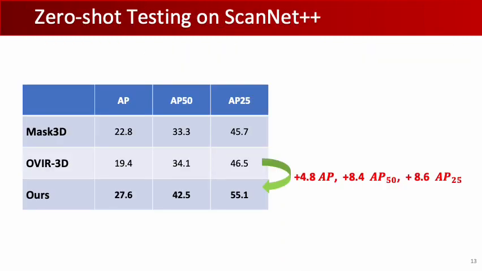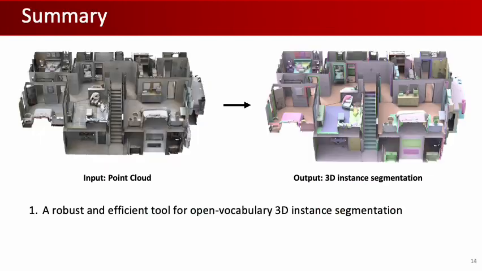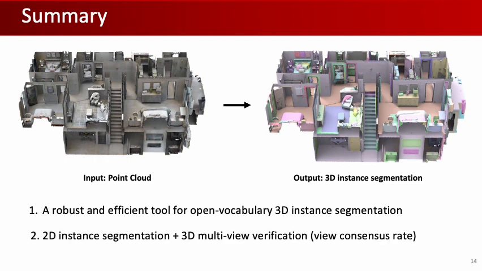On the challenging ScanNet++ benchmark, our method surpasses previous state-of-the-art significantly by more than 4 AP and 8 AP25. In summary, we create a robust and efficient tool for open vocabulary 3D instance segmentation. Technically, we utilize 2D instance segmentation models and employ multi-view verification to merge 2D predictions.